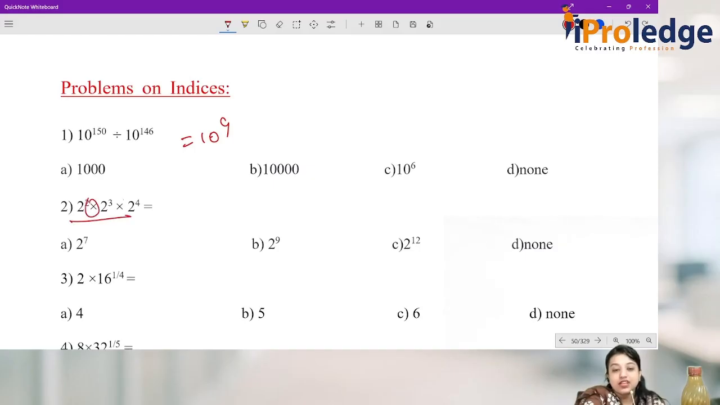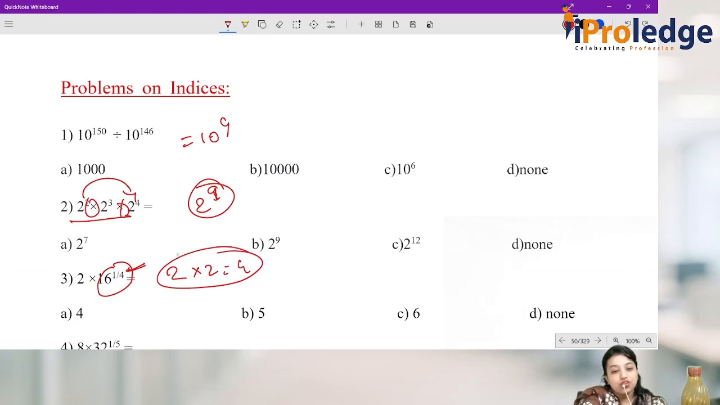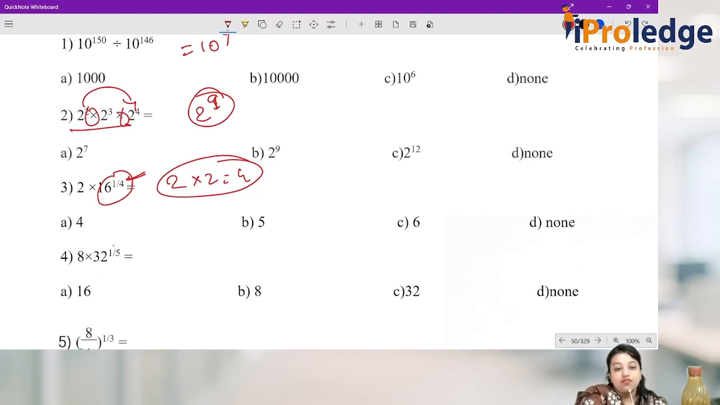Into is there, so what should we do with the powers? Add. It is 2 to the power of 9. And we have 16 to the power of 1 by 4. What is the meaning of 1 by 4? Fourth root. What is the fourth root of 16? 2. So 2 into 2 will be equal to 4. And we have power 1 by 5. What does 1 by 5 mean? Fifth root. What is fifth root of 32? So 8 into 2 will be equal to 16.